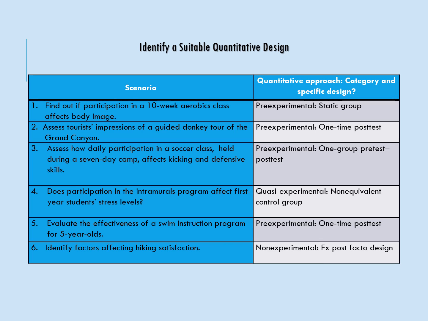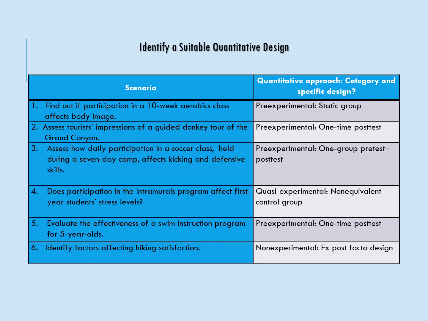So let's take a couple of examples here. We'll pick a couple from this group, and then you can look at this as we go through it. And we're going to try to identify a suitable quantitative design. Our first scenario is we want to find out if participation in a 10-week aerobics class affects body image. Because we have one static group, so to speak, no control group, and we're looking at a post-test only, we're going to look at pre-experimental design. So we've got one group, and we're going to see how that affects the body image.